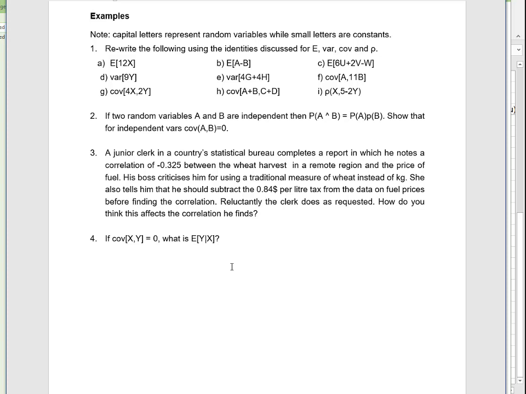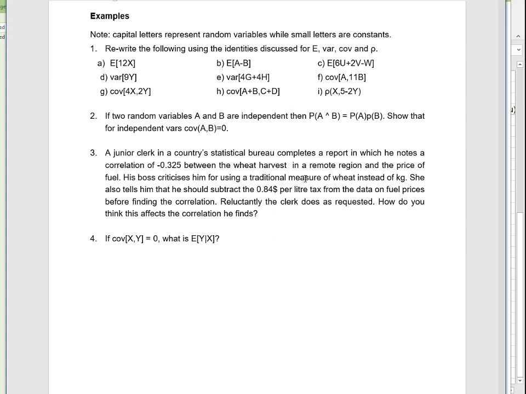Okay, the answer is, how would it affect the correlation he finds? Well, basically, he's got 2 sets of numbers. He's got a set of numbers for wheat harvest, and he's got a set of numbers for price of fuel, and he's found that those numbers he's got have this correlation coefficient, so weak negative correlation. But the boss is saying, oh, go away and change these figures around. So she tells him that she do that.